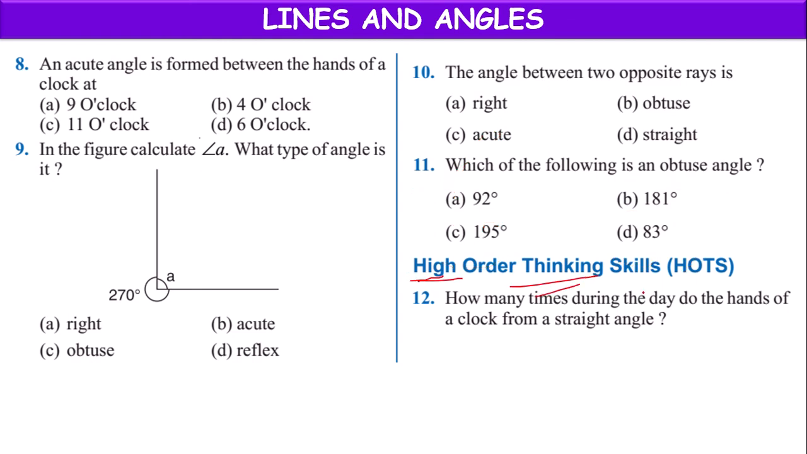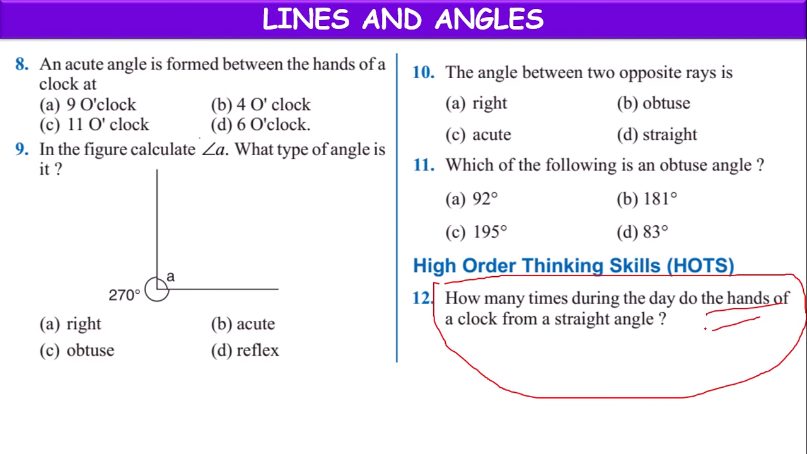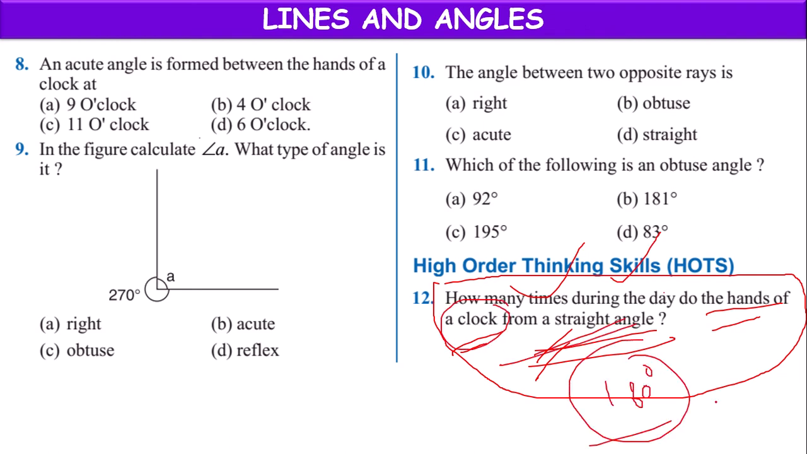Next, a higher order thinking skills question, children. How many times during a day do the hands of a clock form a straight angle? Try to find out the answer, children, and give the answer through the aimsindia app chat option. That means 180 degrees. So how many times will the minute hand and hour hand make this angle? You have to find out.